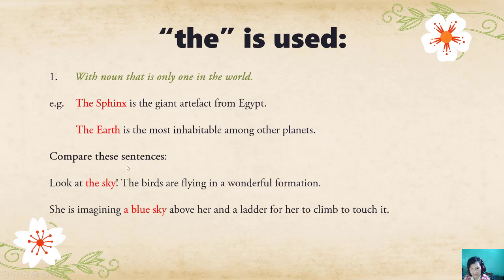But compare these sentences. Look at the sky. The birds are flying in wonderful formation. So the sky that we have. She is imagining a blue sky above her and a ladder for her to climb to touch it. So the sky here is different from this because the sky here is in her imagination and it is blue. It is more particular. That's why we use a here.